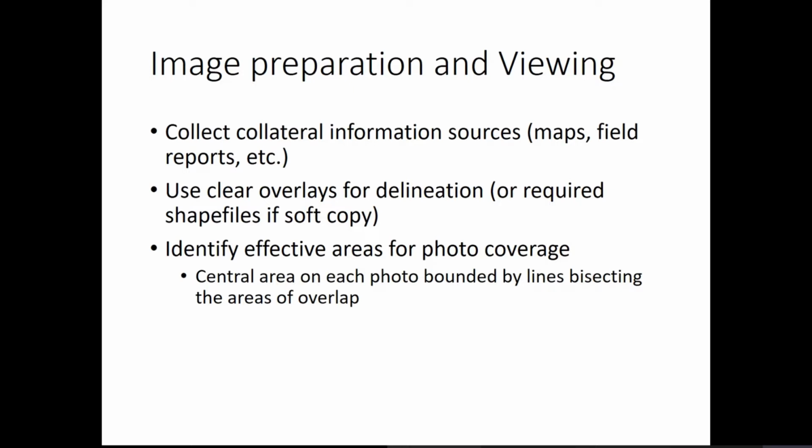for preparing for visual image interpretation, you collect collateral information as well. Just by looking at the satellite image, you might not be able to interpret it. So you might have to collect some collateral information from various sources, like maps, field reports, a site investigation or site report, reconnaissance data, or you might have to go to the field and cross check what you are looking at.